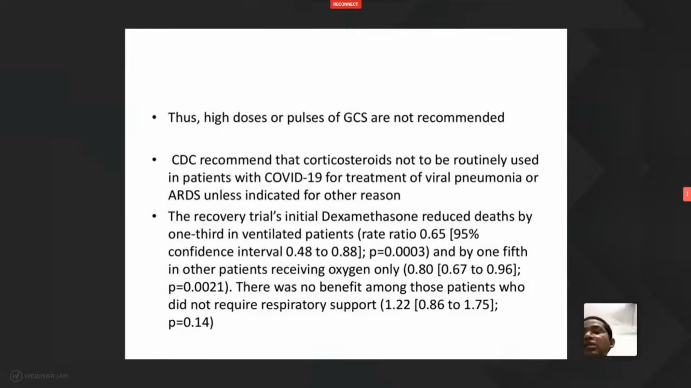Now come to the RECOVERY trial, which was published in the last month. In the interim analysis, the mortality benefit is there. It shows that dexamethasone reduced death by one-third in ventilated patients, with a very significant p-value, and reduced mortality by one-fifth in the other patients who are receiving oxygen only.